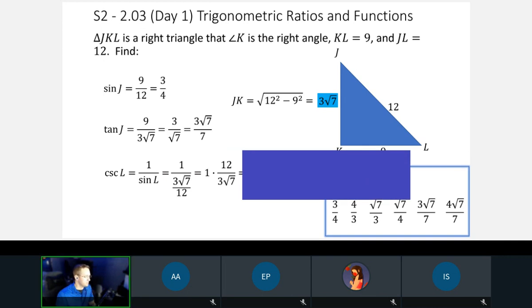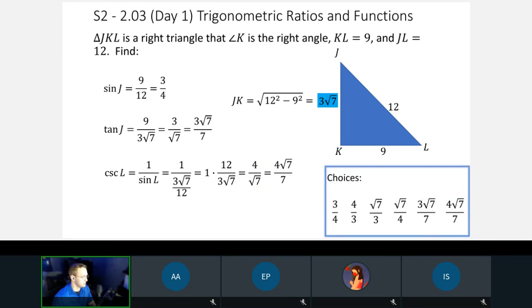Doesn't matter though. I reduce it on this next step. So 12 over 3 becomes 4 over 1. Then you rationalize to get 4 rad 7 over 7. I was close. I don't need to guess the last one. I didn't guess. No worries.